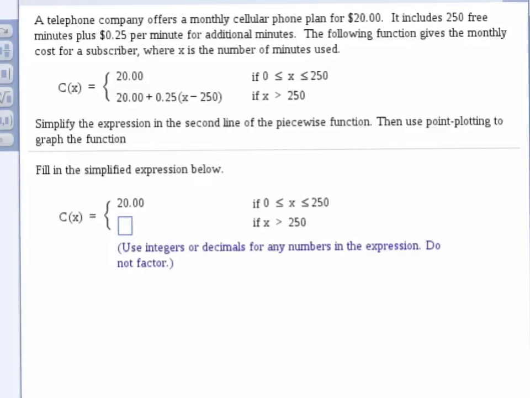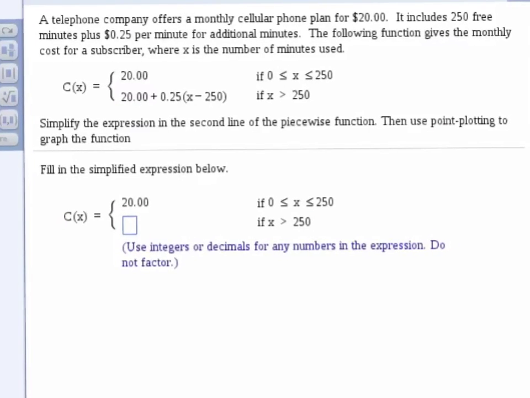Now the first thing that you want to do on this one is to simplify the expression in the second line of the piecewise function. So that's what we're going to do. This is the second line of our piecewise function, and that's not simplified. We need to distribute. So if we distribute that, it says use integers or decimals for any number in the expression, and don't factor it.